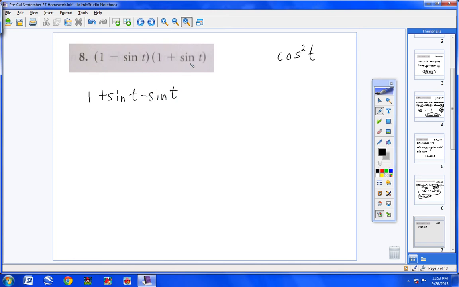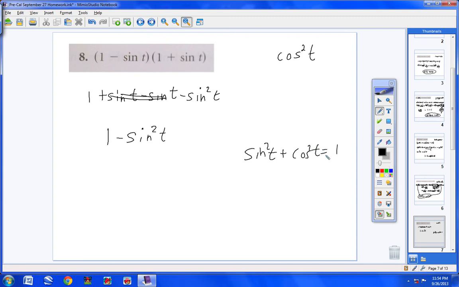And then negative sine times positive sine would be negative sine squared t. There we go. Now, you have a positive sine t and a negative sine t, so they cancel out, and you're left with 1 minus sine squared t. Now, there's a Pythagorean identity that says sine squared t plus cosine squared t equals 1. Everybody see that?